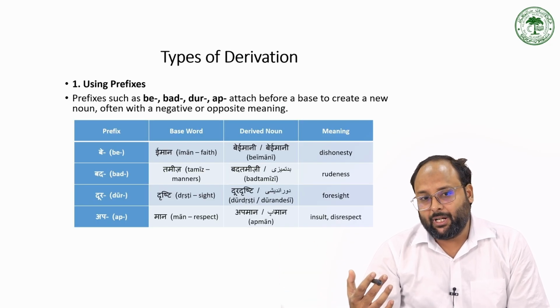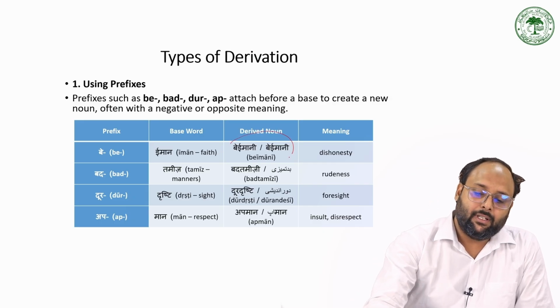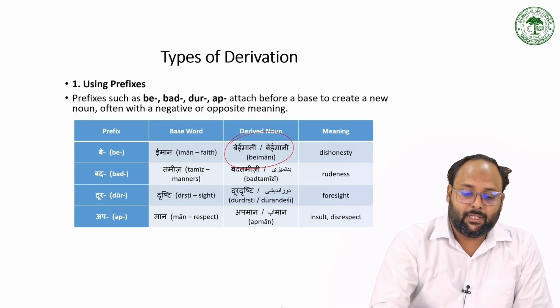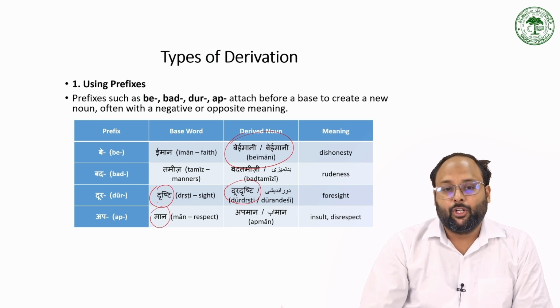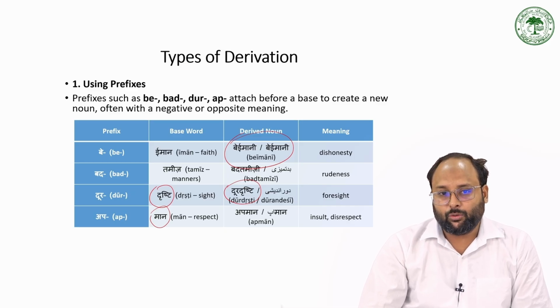So by the word iman we can create beimani. By battamiz we can create battamizi. And by drashti you can create dur drashti. By man you can create upman. So these are the prefixes that we can use to derive the noun, so that they give sometimes the meaning of negation and sometimes the opposite meaning.